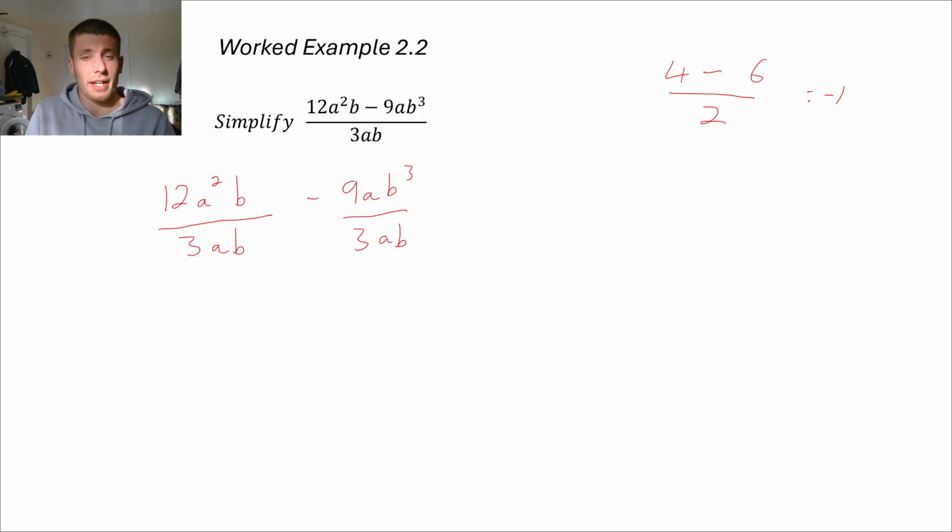And it's the same thing as doing 4 divided by 2 take away 6 divided by 2. 4 divided by 2 is 2. 6 divided by 2 is 3. 2 take away 3 also gives me negative 1. So when you have a fraction like this, you can split it up into two parts. It's always a good idea, if you need to think about something, to use a simpler example. That's a good thing to do. Anyway, I digress on that.